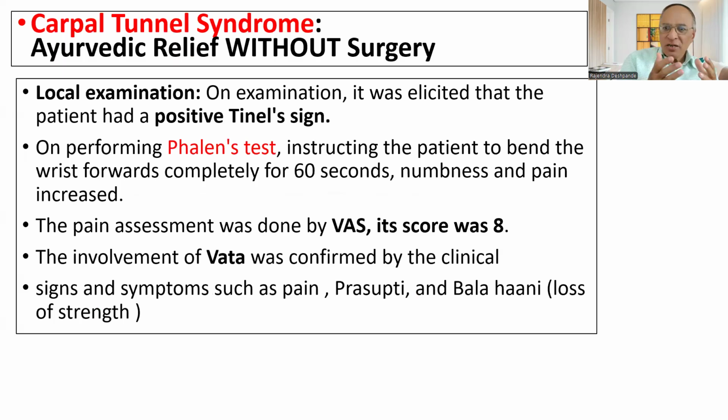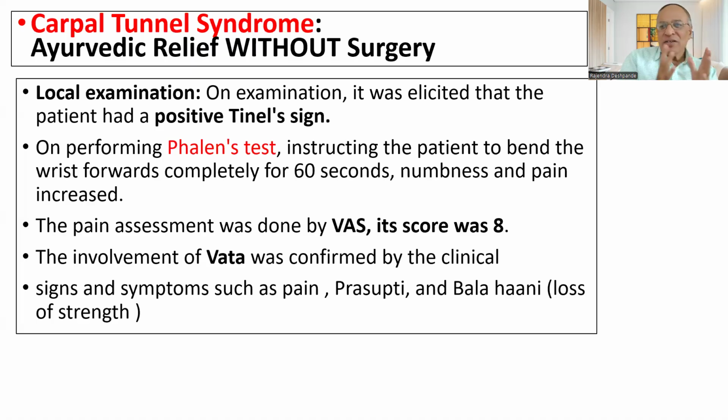When the doctors started the local examination, it was elicited that the patient had a positive Tinel's sign. This is a typical feature of carpal tunnel syndrome. On performing Phelan's test, instructing the patient to bend the wrist forward completely for 60 seconds, numbness and pain increased.